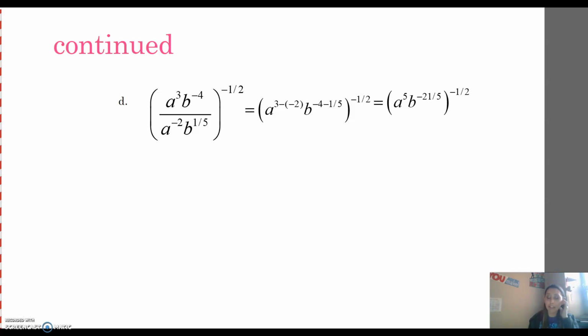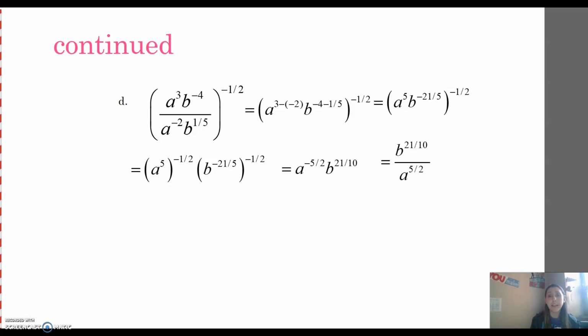Now I'm going to take everything to the negative 1/2 power. So a to the 5th to the negative 1/2 and b to the negative 21/5 to the negative 1/2. And when I do that, I end up with a to the negative 5/2 and b to the negative 21/10. I simplify my answers, which I can't, and so I need to make my negative exponent positive, and I'm going to move that a down to the denominator.